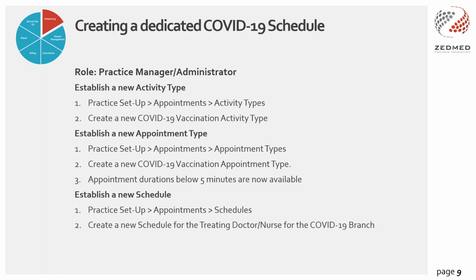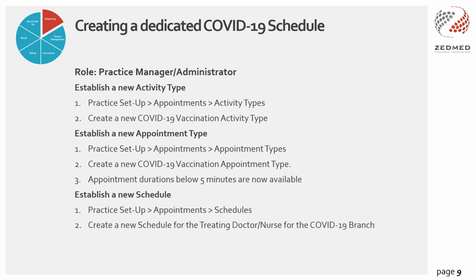From this point forward, we go in and set up a dedicated COVID-19 vaccination appointment type. And you have the ability now to set appointment durations below the original 5-minute duration that was previously available in Zedmed. So you can select anything from a 1-minute, 2-minute, et cetera. So anything below 5 minutes is now also incorporated in our latest version.